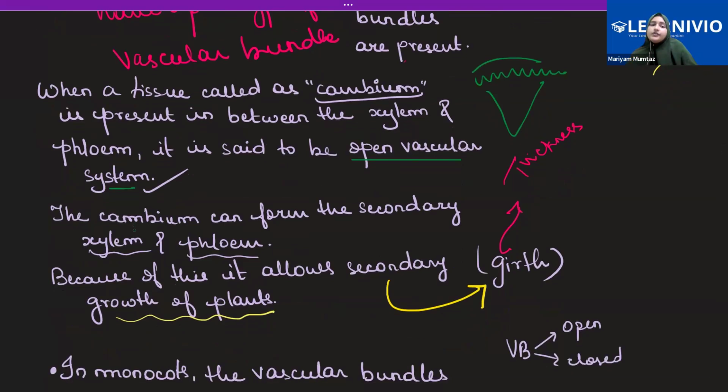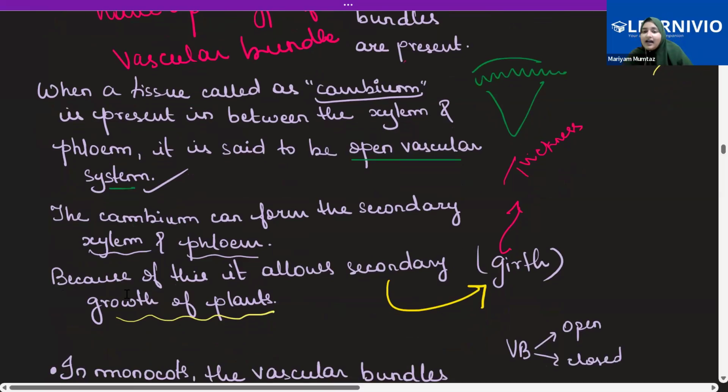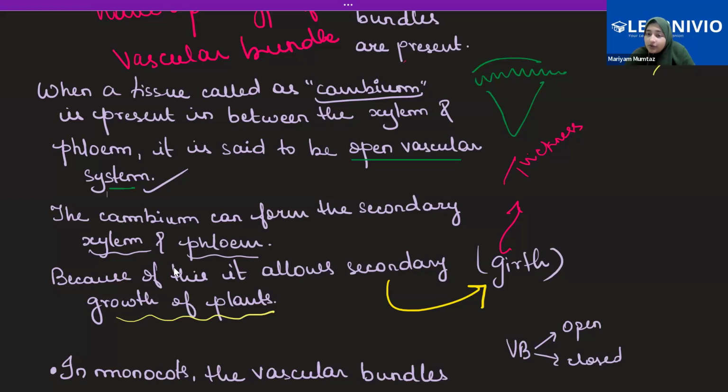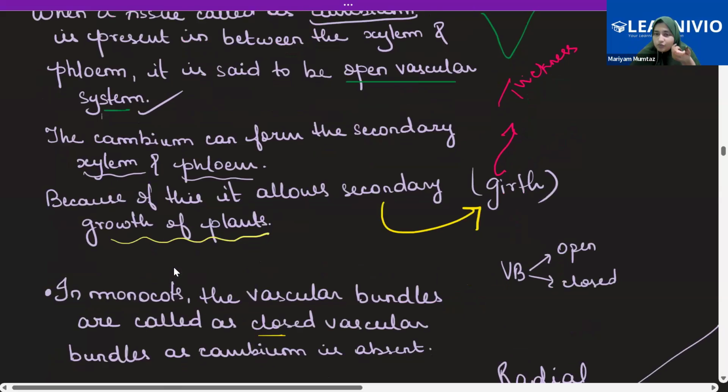Now remember, all those plant parts that have an open vascular system are going to go for secondary growth. Secondary growth is growth in terms of thickness. When the plant becomes big and strong, that is because of secondary growth. So all plants that go for secondary growth have an open vascular system. Open vascular system means xylem and phloem are present, and in between them cambium is found. Okay, cambium is a tissue.